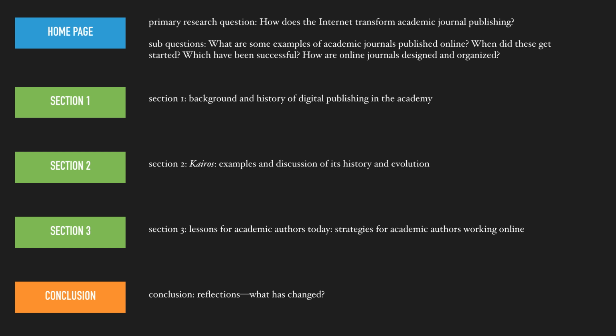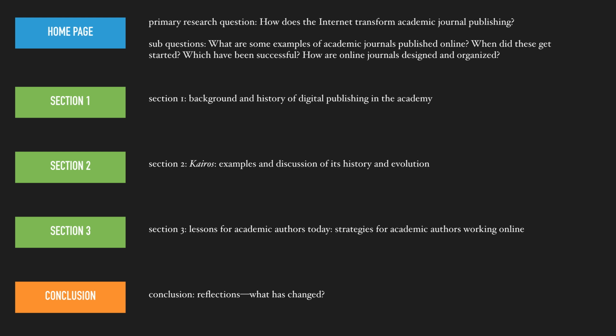Section 1, background and history of digital publishing in the academy. Section 2, Kairos, examples and discussion of its history and evolution. And Section 3, lessons for academic authors today, strategies for academic authors working online. And then finally a section on conclusion, which is some reflections on what has changed. So that's how I have used the sitemap model to begin to think about the structure of my paper.